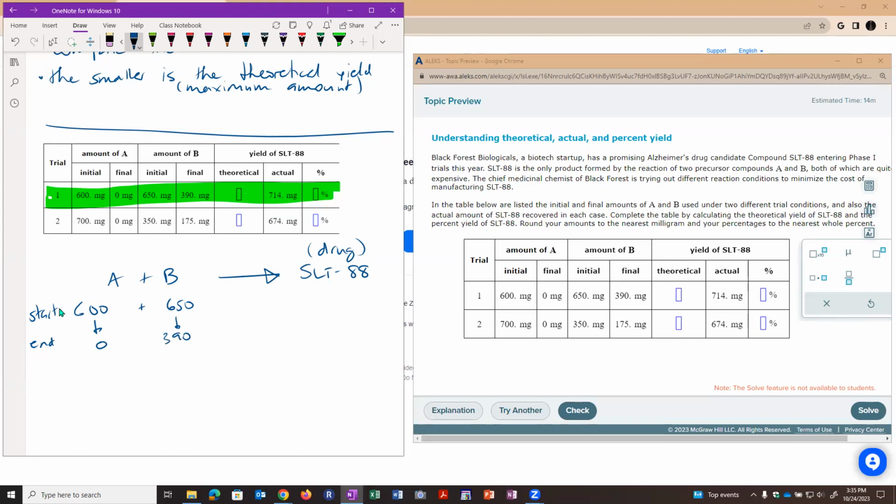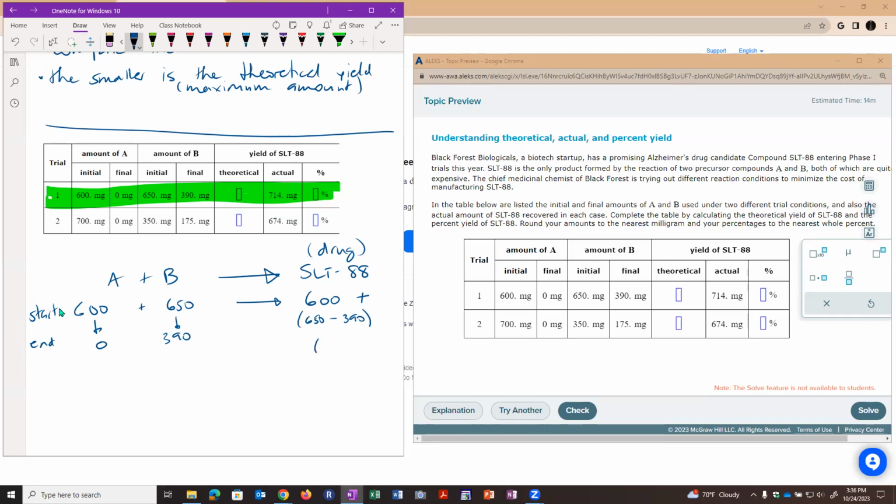So what that means is the amount of A that was used up, guess where it went? It went into making our SLT88. So the mass of SLT88 that we make would be that 600 milligrams plus whatever amount of B reacted with it. So how much of the B reacted? Did all of it react? Well, no. If all had reacted, there would be none left at the end. But there is some left at the end. So the amount of B that reacts would be the difference, 650 minus 390. That difference is how much of the B reacted with the A to make this particular drug.